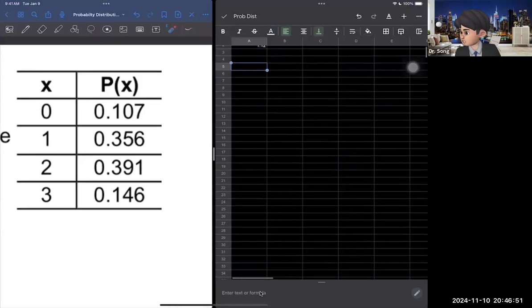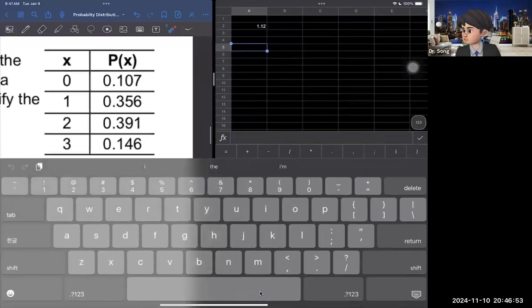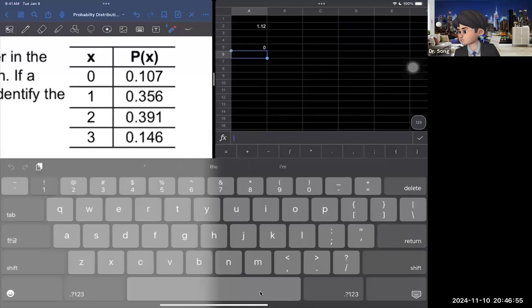So let me just copy and paste this probability distribution. So I'm just copying and pasting this table like this. The first column is x, and then the second column is the probability, such as 0.107. The second one is 0.356. And then the third one, when x equals 2, is 0.391. And then the last one is 0.146.